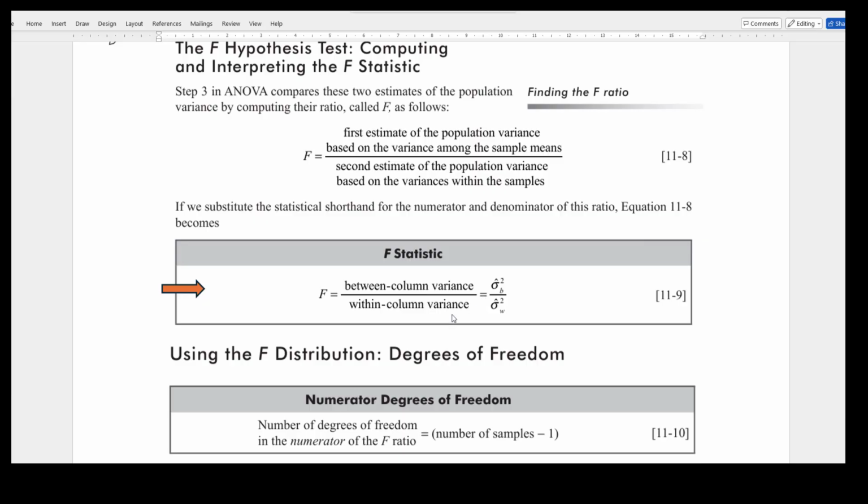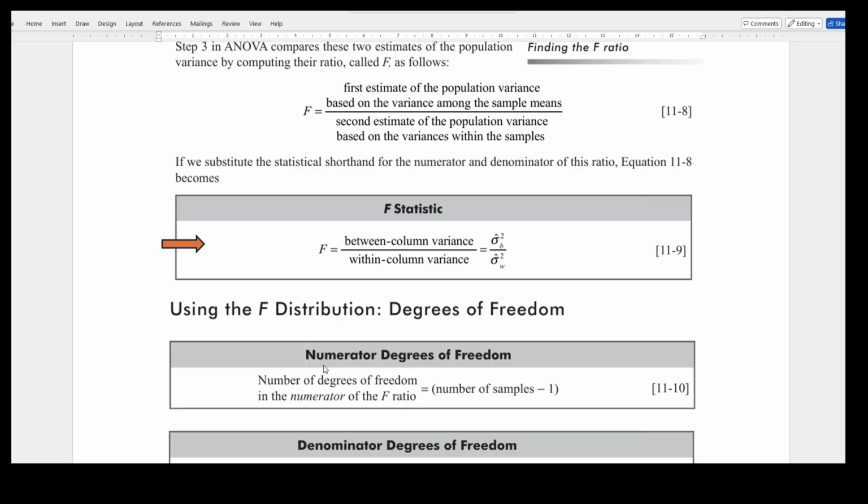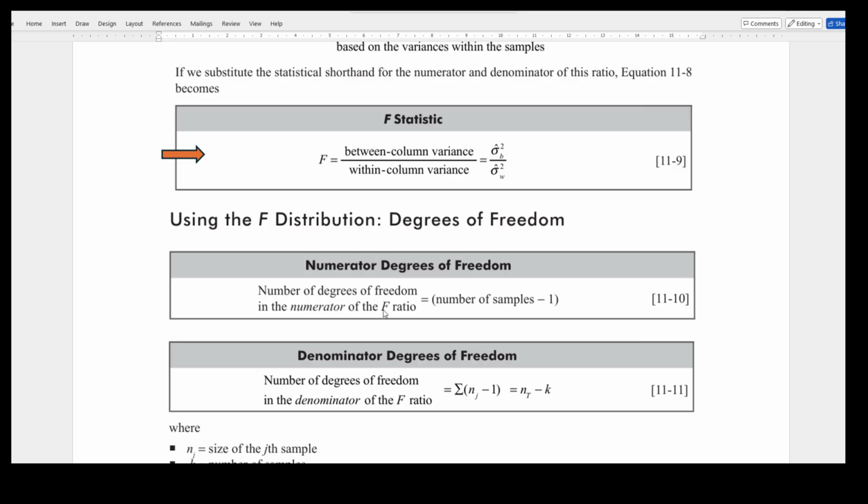Then, for whichever is in the numerator, the degree of freedom will be K minus 1 if it is between the samples, and for the denominator, if it is within column, it is the total N minus the number of samples, that is the sum of each individual sample size minus 1. Why are we finding the degrees of freedom? Because in our F table we will get the theoretical value of F using these numerator and denominator degrees of freedom.